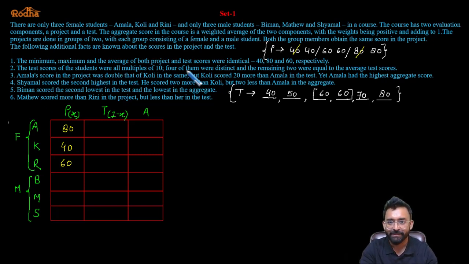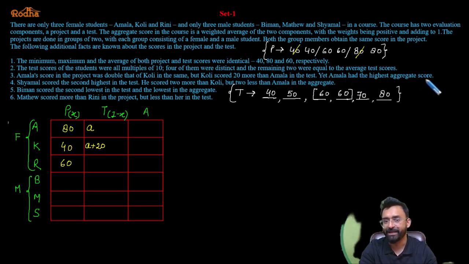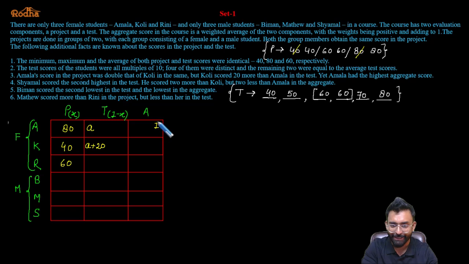What else is given? Amla's score in the project was double that of Kohli, but Kohli scored 20 more than Amla in test. So if Amla's score here is A, then Kohli's score will be A plus 20. Yet Amla had the highest aggregate score. So Amla's score will be highest, aggregate score which is 1, rank 1 basically.